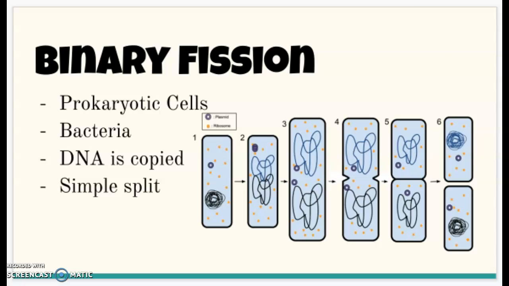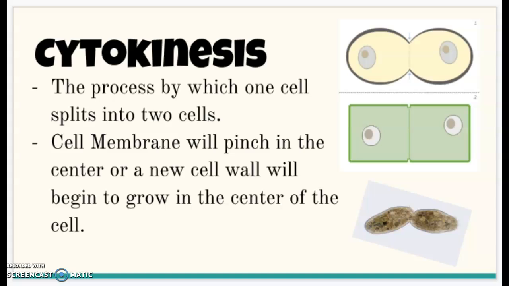Now, cytokinesis is much more complicated. Cytokinesis is the process by which one cell splits into two. The membrane will actually pinch together in the center of the cell to split it into two. Sometimes if it's a plant cell, then the cell wall will begin to grow between the two.